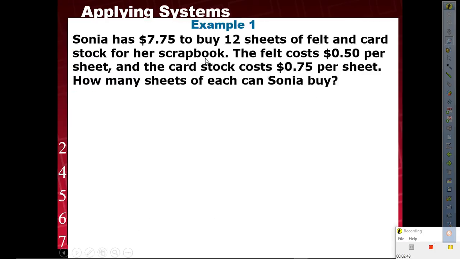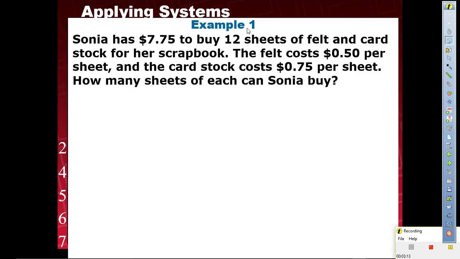Write this down, example 1, underneath your Frayer model. It says, example 1, Sonia has $7.75 to buy 12 sheets of felt and cardstock for her scrapbook. The felt costs 50 cents per sheet and the cardstock costs 75 cents per sheet. How many sheets of each can Sonia buy? Copy that, please. I'll give you 1 minute. Go.